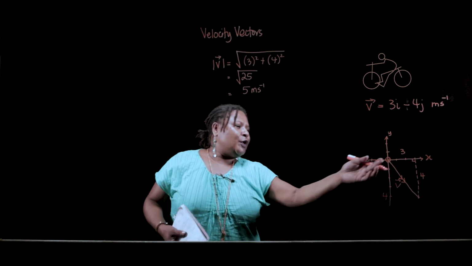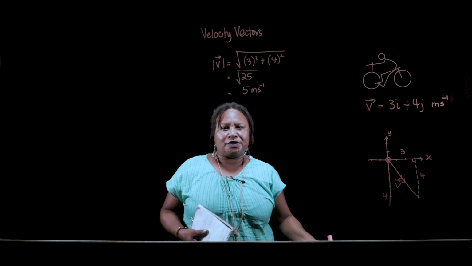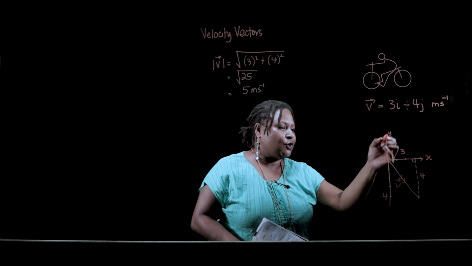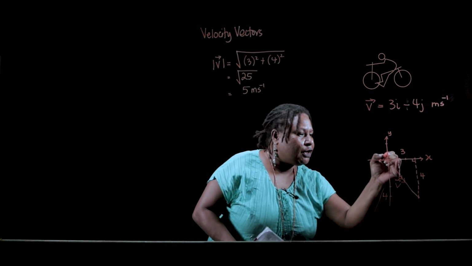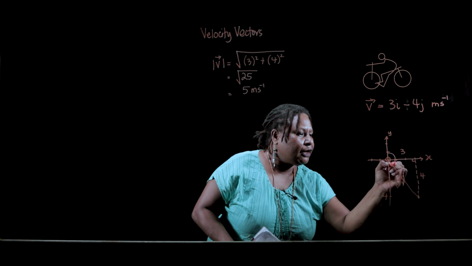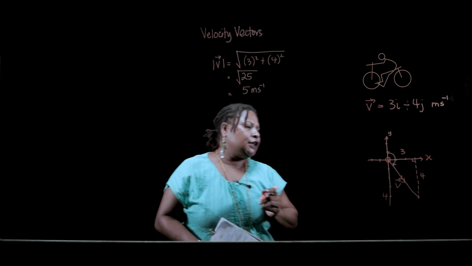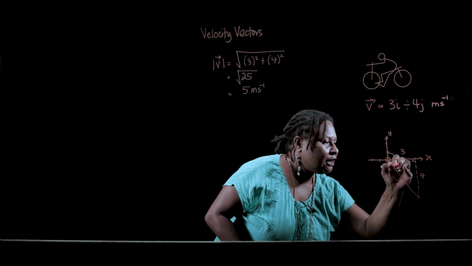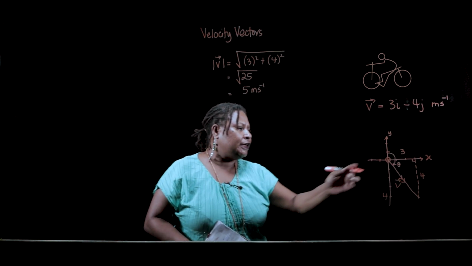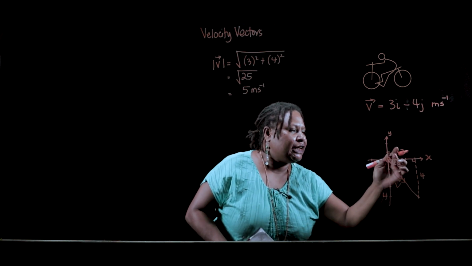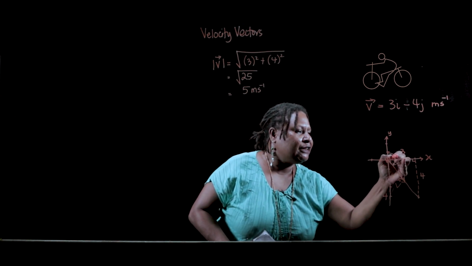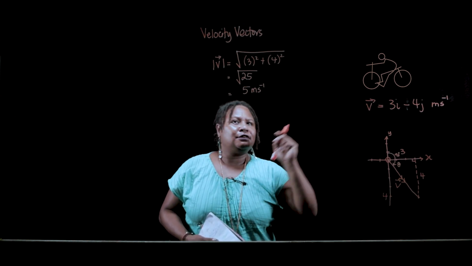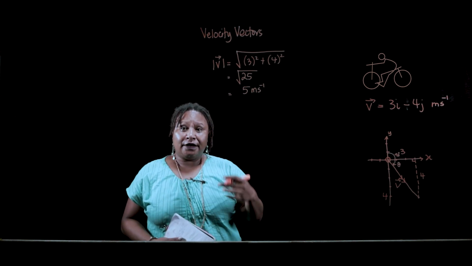Now, we want to also know the direction in which he is moving. So that direction, and again, we've learned about bearings already, is taken from the north, down to the direction in which he is traveling, okay? We don't know the angle here. This is going to be theta, all right? But we do know that this angle here is 90 degrees.